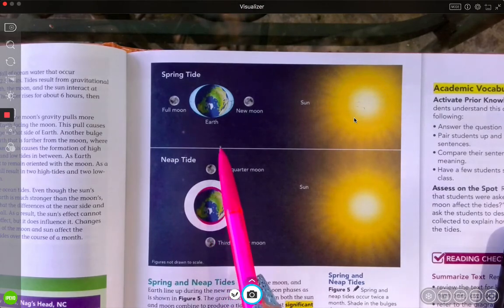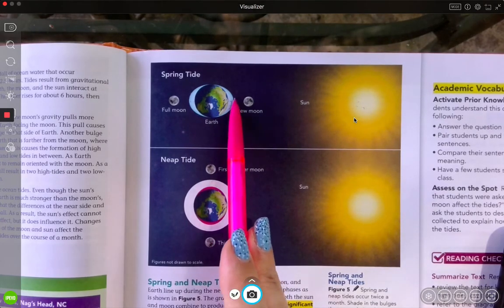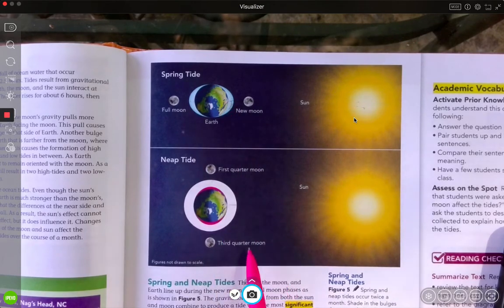See how different it is? This one had a huge tidal bulge. A neap tide has a very small tidal bulge. Oops, sorry about that.